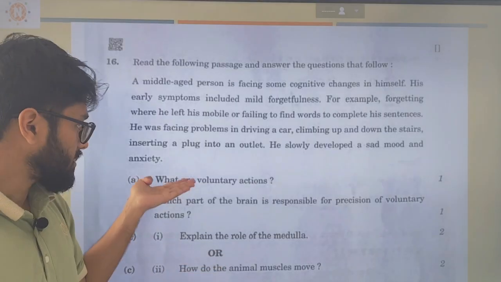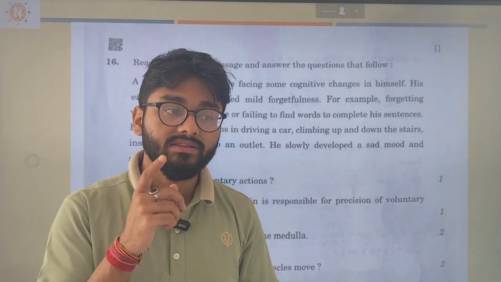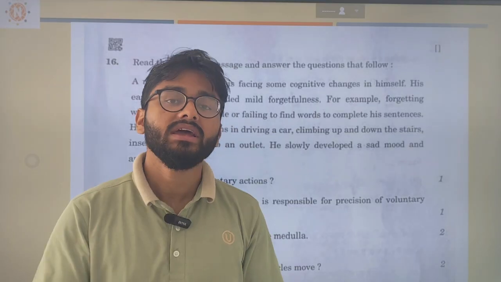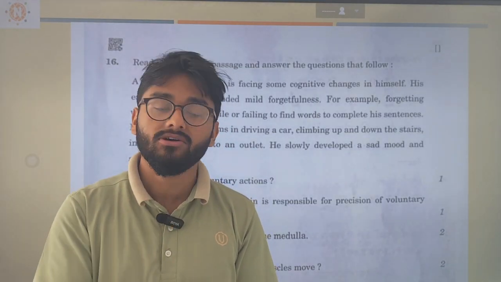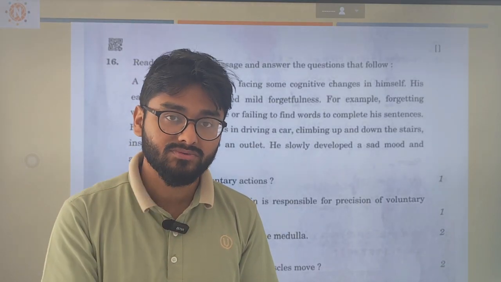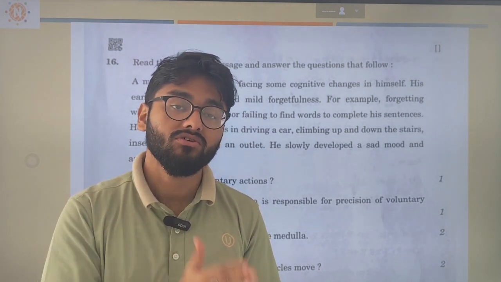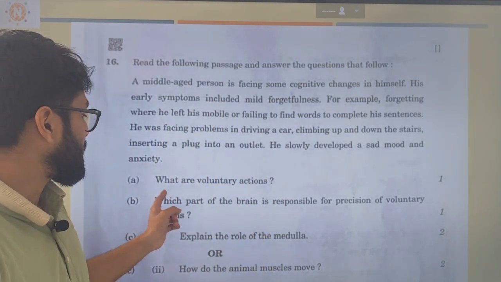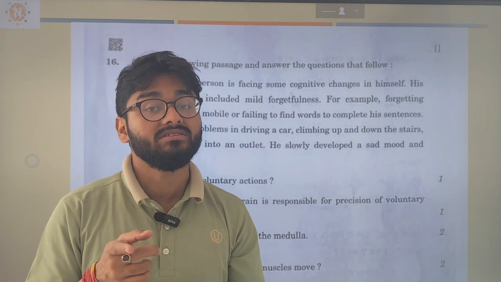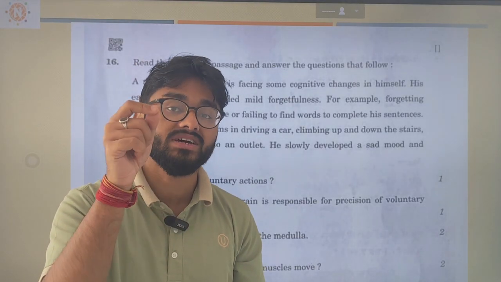The questions are straightforward. Okay, what are voluntary actions? Voluntary actions are conscious actions taken by the conscious part of your brain in response to an external stimulus. What will be the definition? It is a conscious decision or a conscious choice or a conscious action taken as a response to the external stimulus and controlled by the conscious process or conscious part of your brain. Okay, that is done. Which part of the brain is responsible for precision of voluntary actions? Precision, not the voluntary action, precision of voluntary action, that will be credited to the cerebellum.